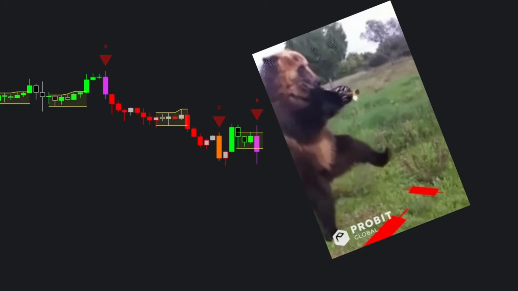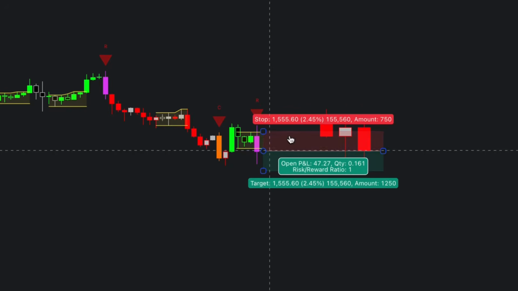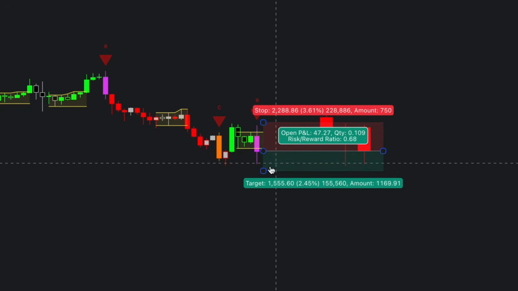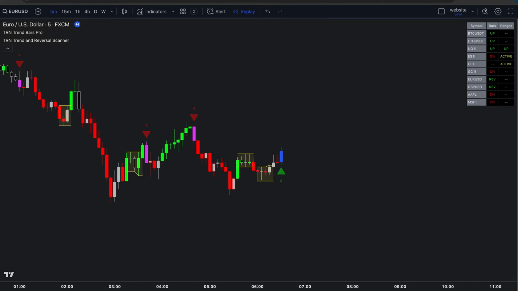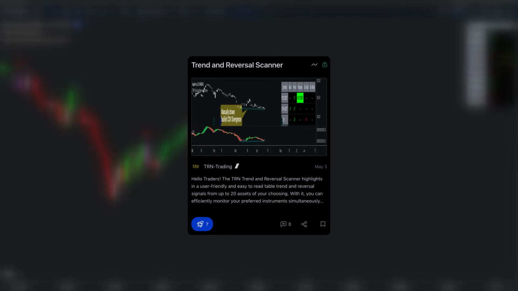This is a nice short setup and you could enter at candle close, place your stop loss above the high of the reversal bar and use a favorable risk-reward ratio of 3 or above for your target. Alternatively, you could exit the position the moment the trend bars turn green or when a bullish signal bar gets confirmed. If you don't want to look manually for the signal bars, you can use our trend and reversal scanner.